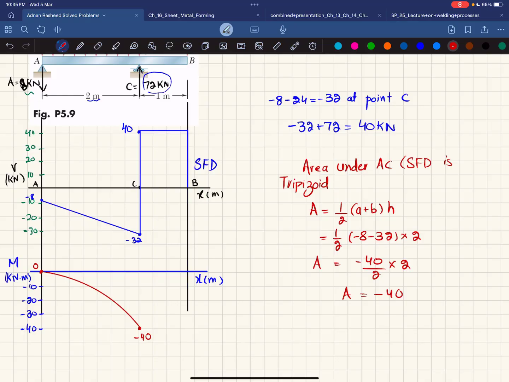Okay. Now what we will do is that we will find the area under the shear force diagram for region CB. So for CB, this area will be equal to this height 40 and length is 1.